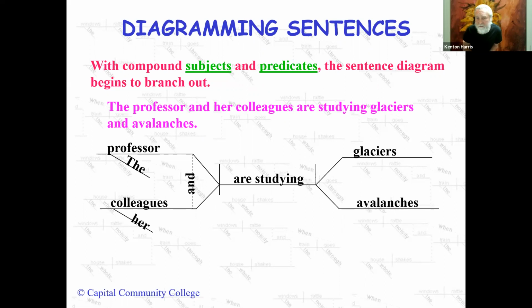So it is a little more complicated. The basics are the same, right? Subject on the left, verb on the right-hand side, direct objects separated by a vertical line, okay? But there's the diagram, and again, it's a little more complicated. But nevertheless, you're seeing that the subjects are taking direct objects.